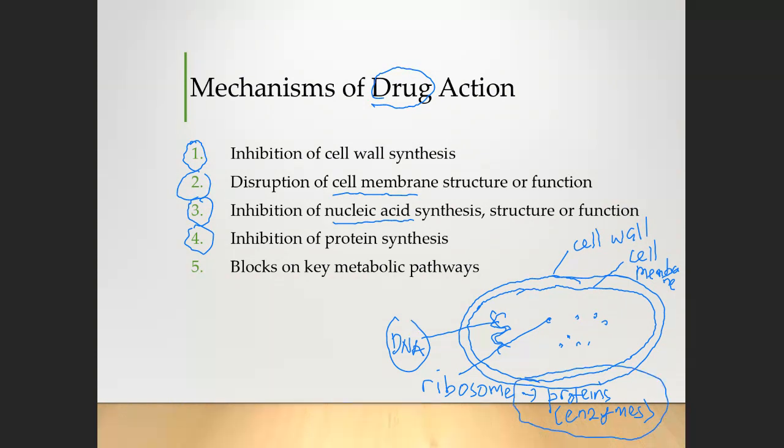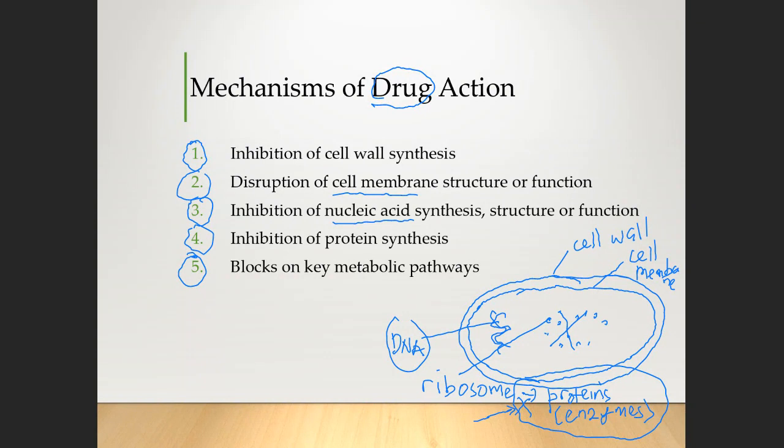So there are some drugs that will destroy or block protein synthesis inside the bacterial cell. And the last target will be the metabolic pathway. These bacteria also perform metabolism. So there are some drugs that will block that process, the key process of the metabolic pathway inside the bacterial cell. So these become the targets for drugs.